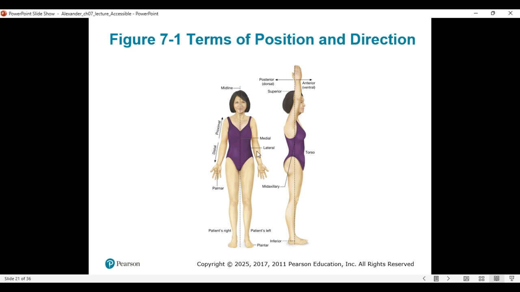Lateral is to the side. Medial is to the center. When we're describing something, that's the patient's left and right, not ours. Posterior is the back, or dorsal. I'm sorry, I said front, but it's the back.